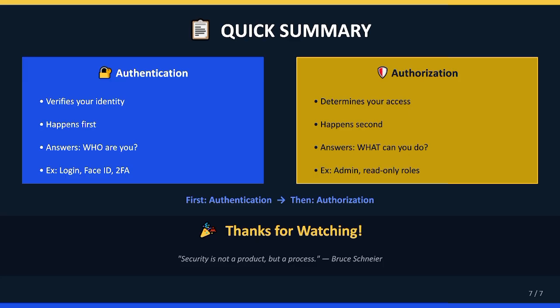And also, this is a quick summary. Authentication verifies your identity. It happens first. It asks you who you are. It uses things like the login, the face ID, and two-factor authentication. While authorization determines your access. It happens second. What you can do, and it's admin role only access.